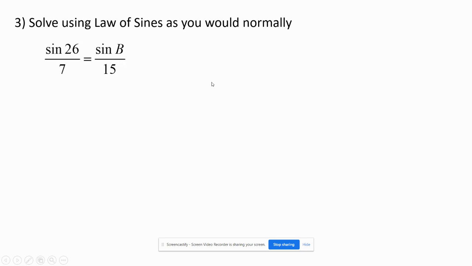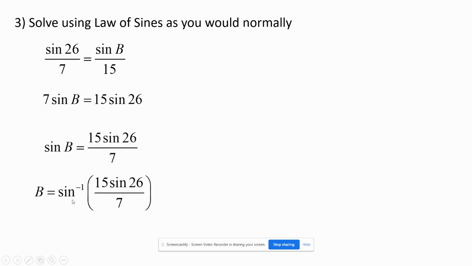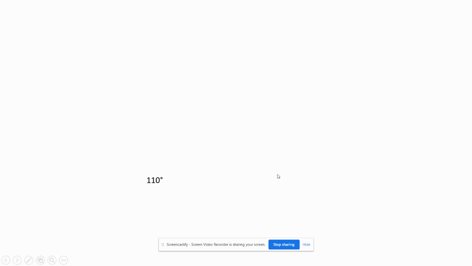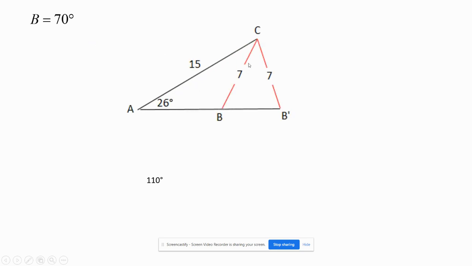I'm going to set it up, cross multiply, and divide by 7. I'm going to figure out what the measurement of the angle is, and I find out that the measurement of the angle is 70 degrees. Whoops, that should have been gone in there. So again, this is kind of what the triangle would look like. I don't know whether I have this triangle right here or if I have this big triangle.